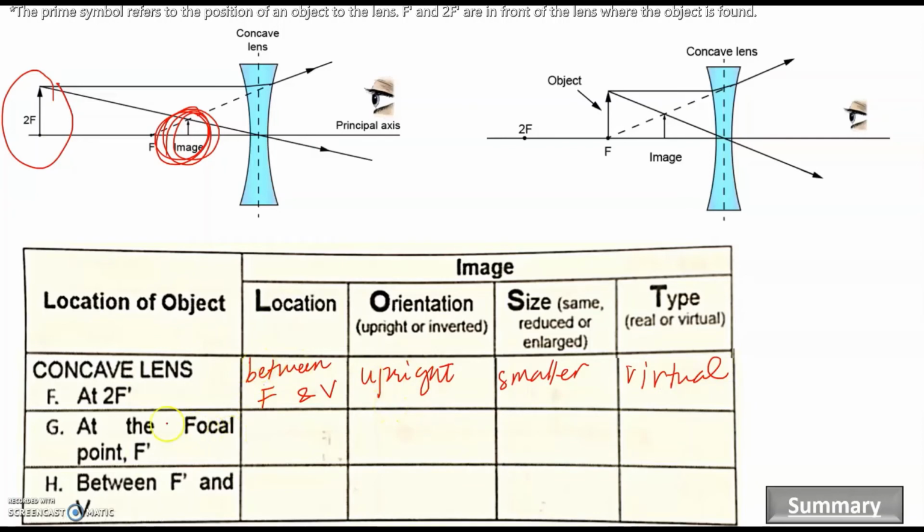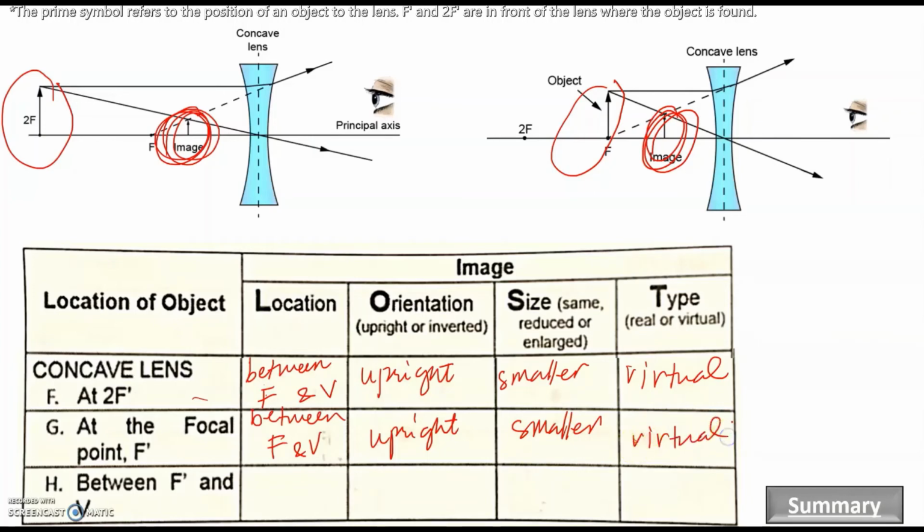Now, how about the next example? We have your letter G where the object is placed at the focal point. So the object is here. It's placed at the focus or focal point. So the image formed is here. Let's describe the image. Image location is between F and V. Orientation is upright or erect. Size is smaller or reduced. And then the type of image, again, there is extended light ray. Then we write a virtual image.